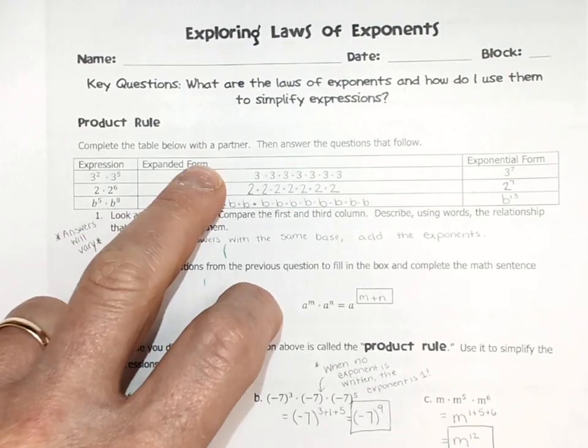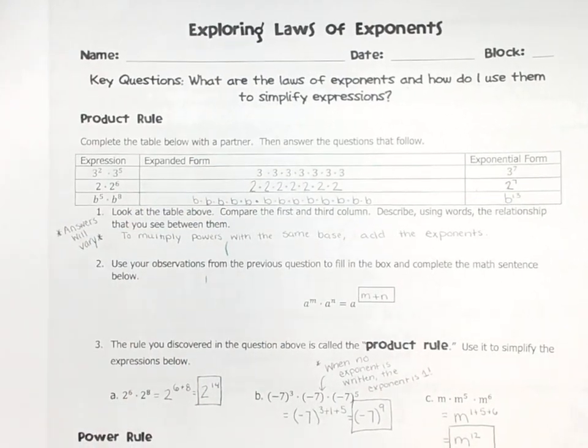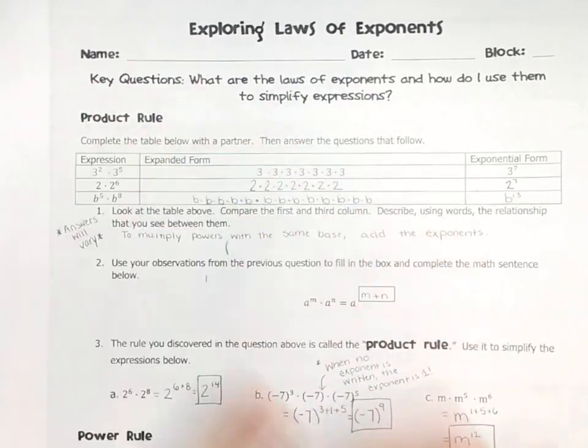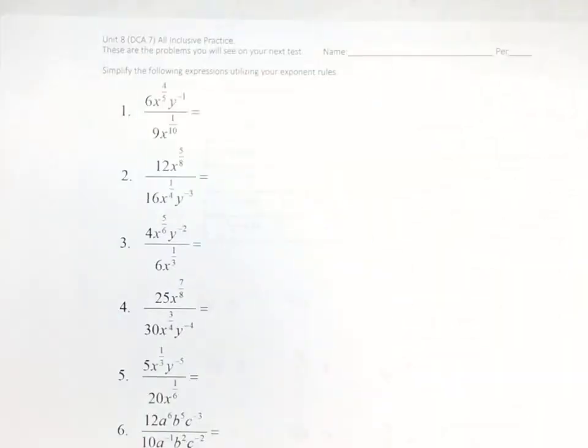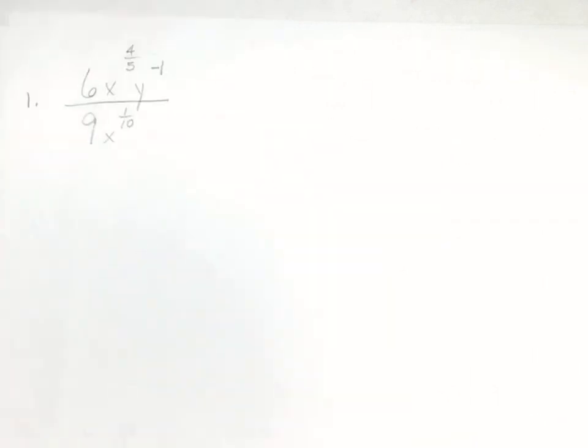If you don't have your copy, go to my website, print it out. The answer key is at the bottom of that link. So I'm just going to do one from each section, again referencing my exponent rules.